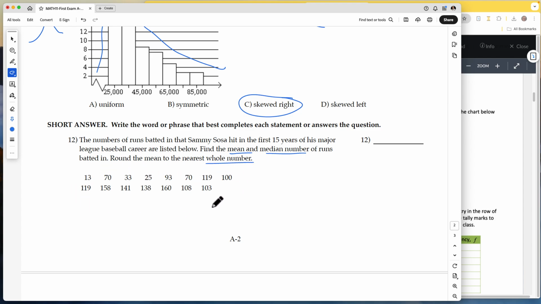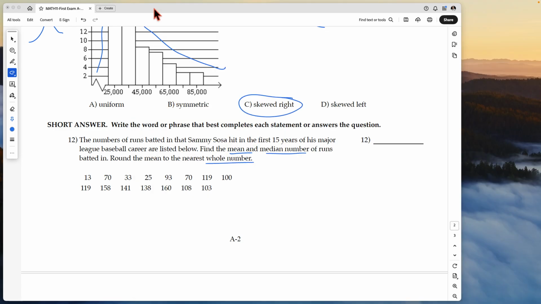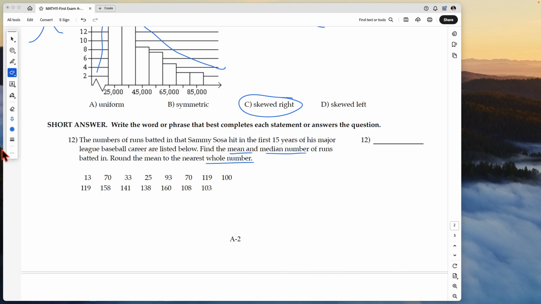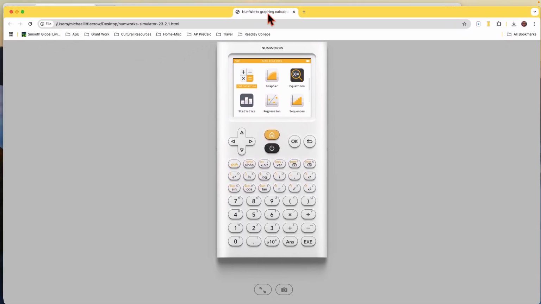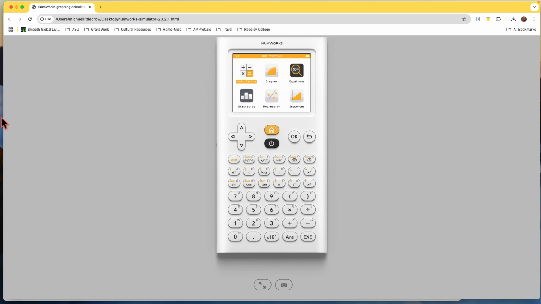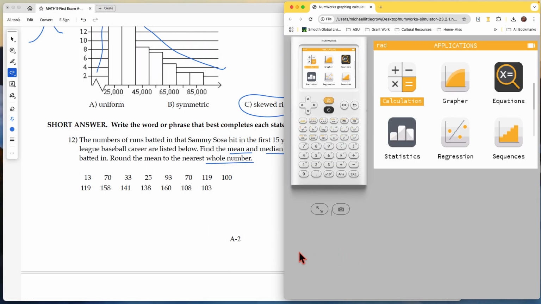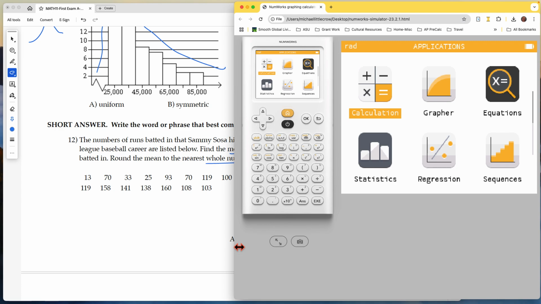Okay, so with this, we can come to... where is my calculator? It's disappeared. Open it up again. So let's go with this one. Make it a little bit bigger there.